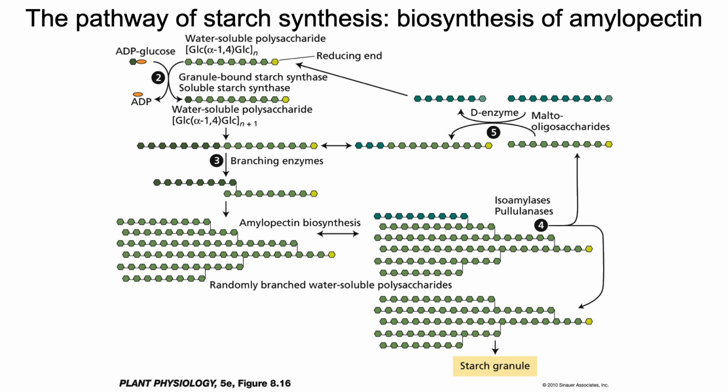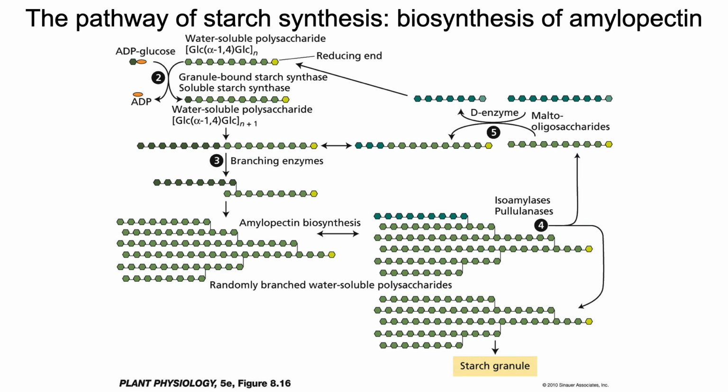In this slide, you can see an overall schematic of starch synthesis, with the elongation of amylose molecules and the formation of amylopectin by branching enzymes. This structure can vary considerably, with large numbers of branches randomly formed.